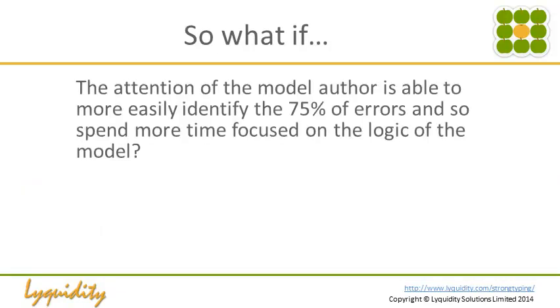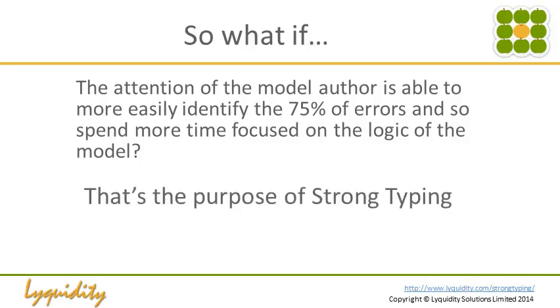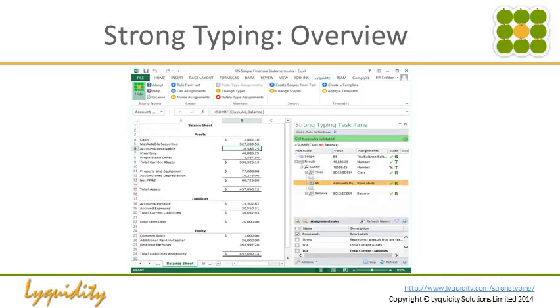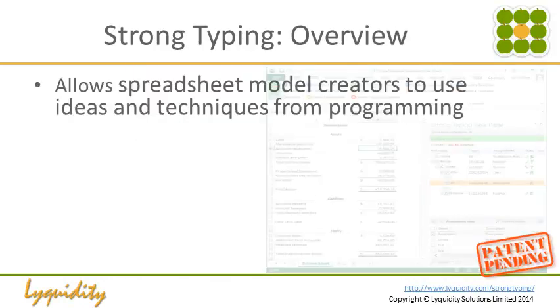So what if the model author is able to more easily identify the 75% of errors, and so spend more time focused on ensuring the logic of the model is correct? That's the purpose of strong typing. Strong typing is an add-in for Excel that allows spreadsheet model creators to add metadata to Excel, metadata that strong typing can use to validate model formulas.